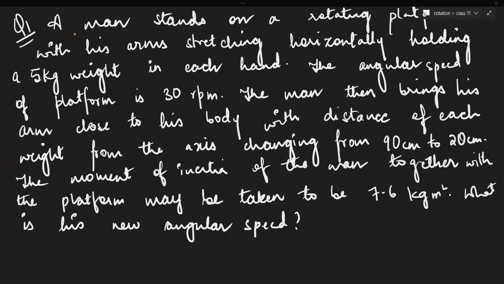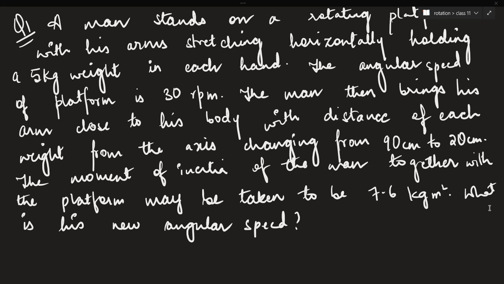Class, what does this question say? It says that a man stands on a rotating platform with his arms stretching. Remember one application we did based on conservation of angular momentum, where we mentioned the dancers. First, the dancers stretch their arms aside and then they bring their arms closer to their body. That reduces the distance, and so angular velocity increases.